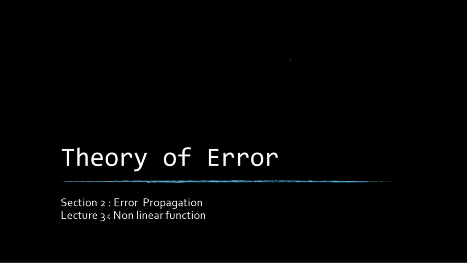for the section 2 error propagation, lecture 3 nonlinear function. In the previous lecture 2 of section 2 we have seen how the error propagates in case of a linear function, when the measured quantity is related with the computed quantity in a linear manner. In this lecture we will see the case of nonlinear functions.